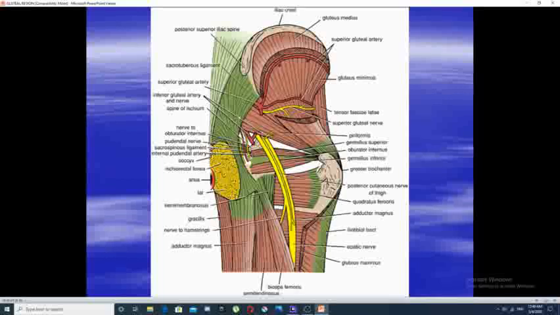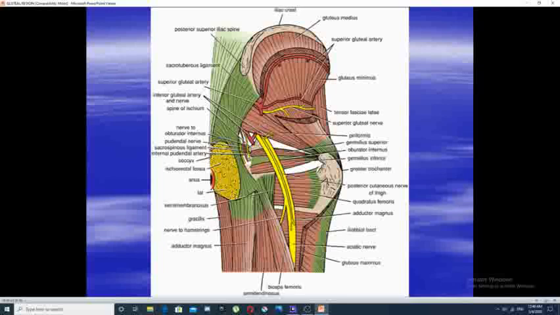In this figure you can see the superior gluteal nerve, which passes above the piriformis muscle, and here is the inferior gluteal nerve, which passes below the piriformis muscle. Both of them exit from the pelvis by passing through the greater sciatic foramen.